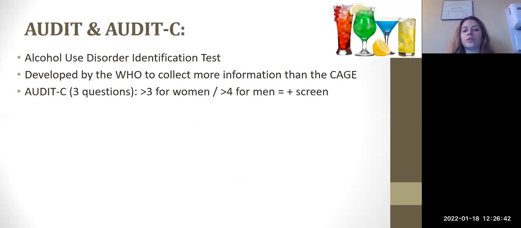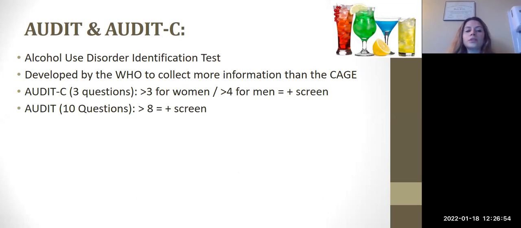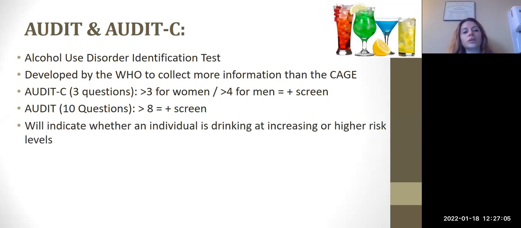Now, the AUDIT was developed by the WHO to be a little more inclusive than the CAGE. So it's kind of the next iteration following the CAGE. It also produces separate results for men and women, so you can see they have a different score. The only difference between the AUDIT-C and the AUDIT is the AUDIT-C is the brief version, it's the first 3 questions, and then the AUDIT is the whole tool, which is all 10 questions.